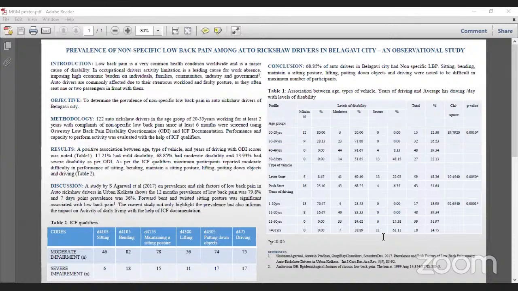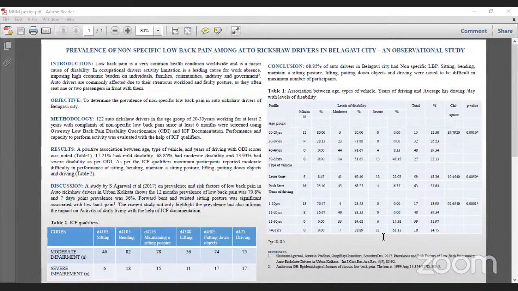Objective of the study: to determine the prevalence of non-specific low back pain in auto rickshaw drivers of Belagavi city. Methodology: 122 auto rickshaw drivers in the age group of 20 to 55 years, working for at least 2 years, with complaints of non-specific low back pain for 6 months were screened using the Oswestry Low Back Pain Disability Questionnaire and ICF documentation. Performance and capacity to perform activity was evaluated with the help of ICF qualifiers.